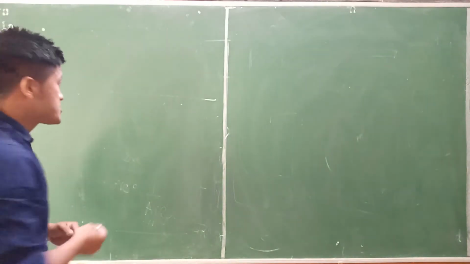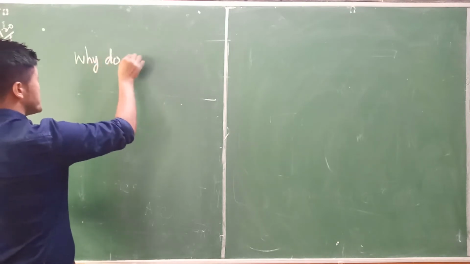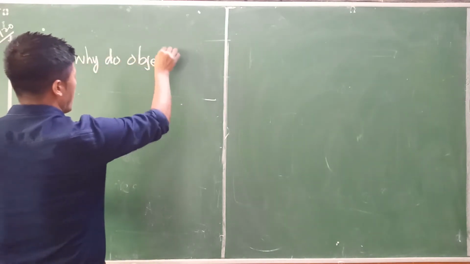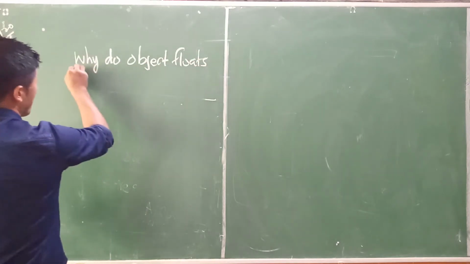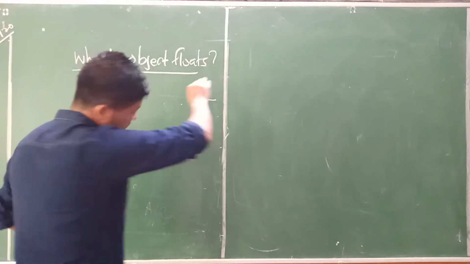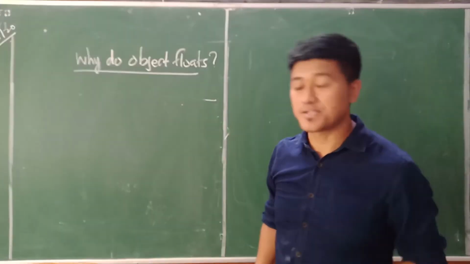Okay. So there is one question here. Why do objects float? I guess many of you have your own answer regarding that, right?